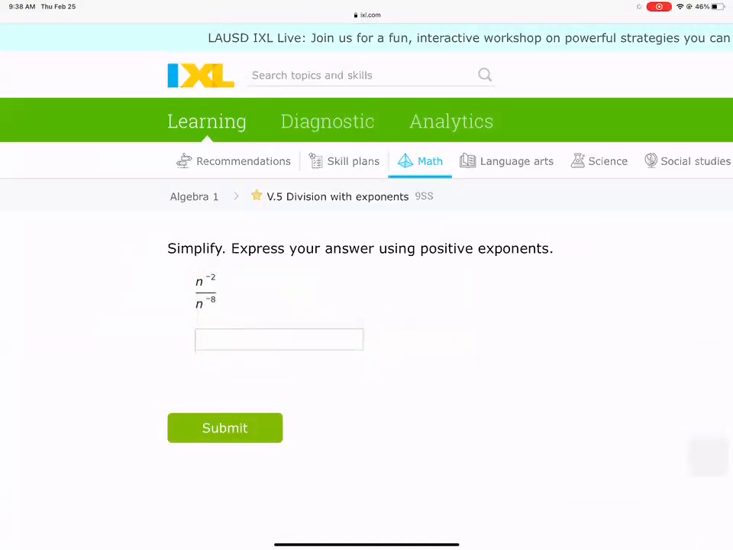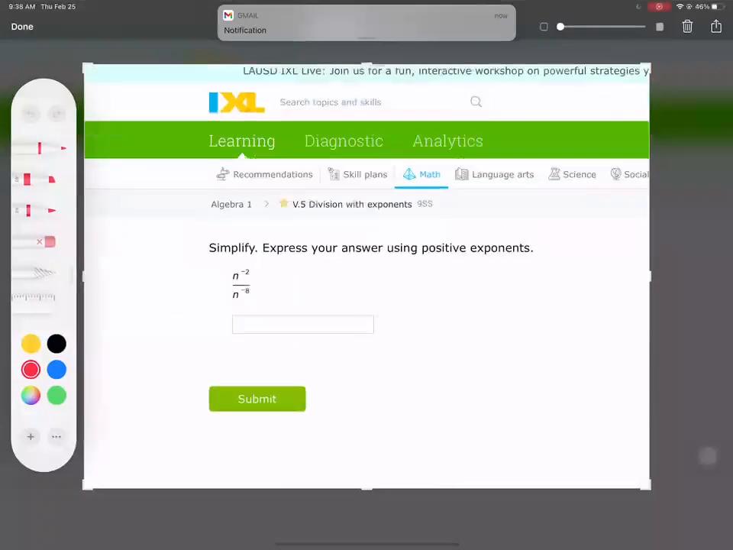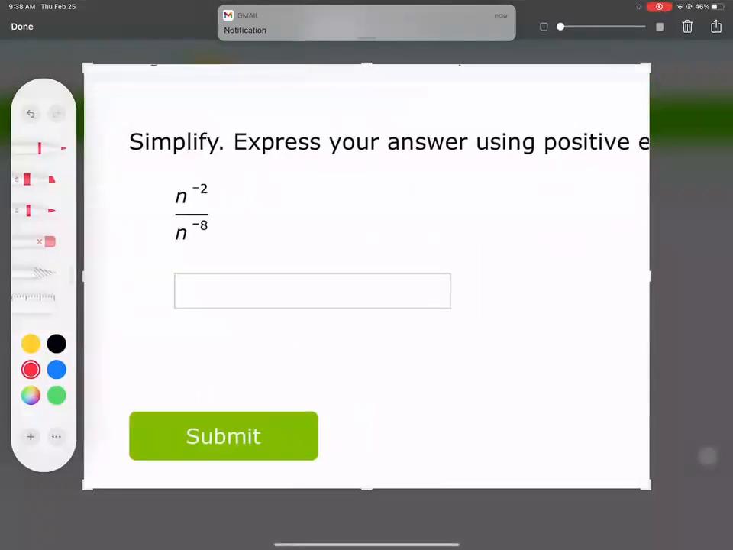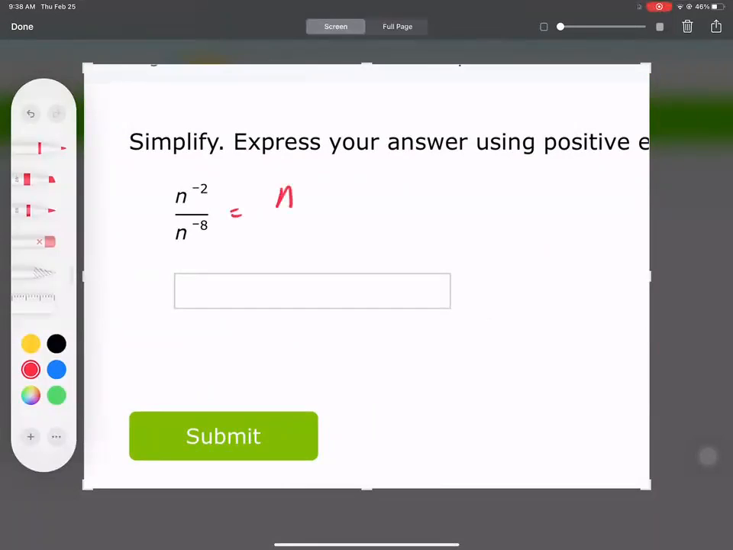Okay. What if they're both negative? I see a negative 2 and negative 8 here. Well, we follow our rules. The rules have not changed. We can say n, if I'm using the subtraction rule, if I'm dividing, I'm subtracting. Negative 2 minus negative 8. This gives us n to the negative 2 plus 8, because negative negative become positive. That gives me n to the 6th power.